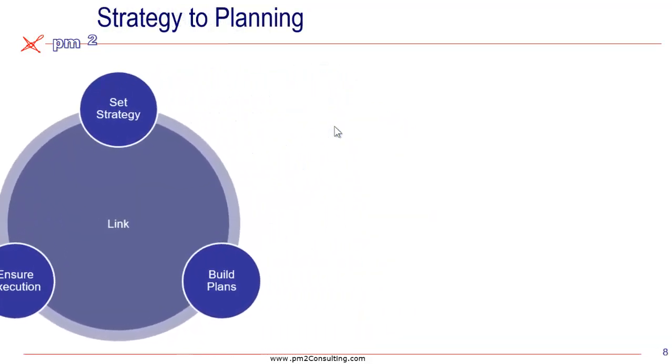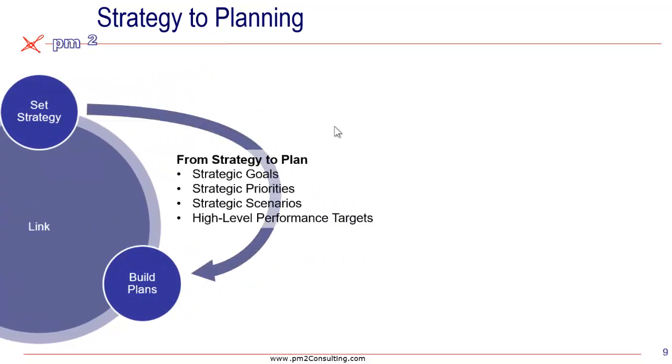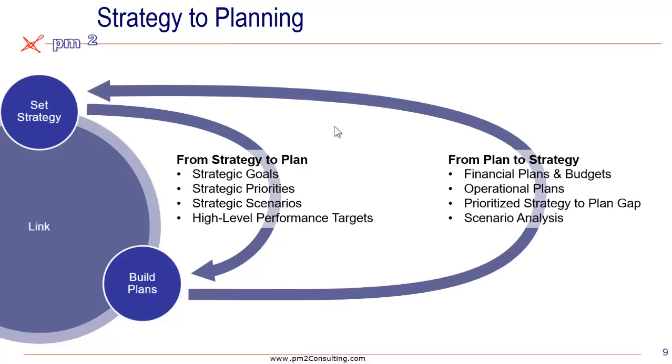So let's take a look at this in a bit more detail. So the first aspect of Agile planning is capturing the mathematics between strategy and plan. So the strategy is going to send us stuff like, what are my strategic goals? What are those priorities? What are the strategic scenarios we'll entertain? And what are the high-level performance targets? The feedback from plan back up to strategy is, of course, the financial plans and budgets, the operational plans that come from those, as well as our prioritized view of the gap between the plan and the strategy. And of course, whatever the scenario analysis that's been enabled.